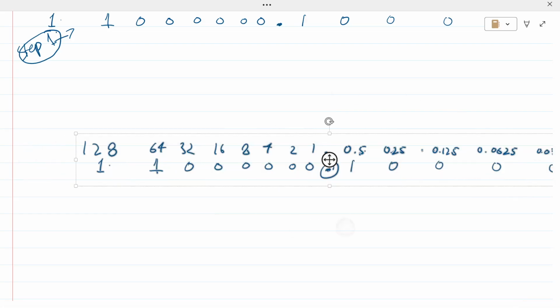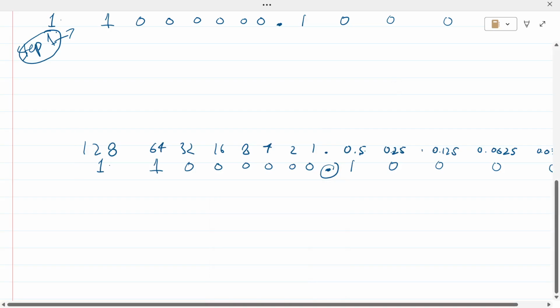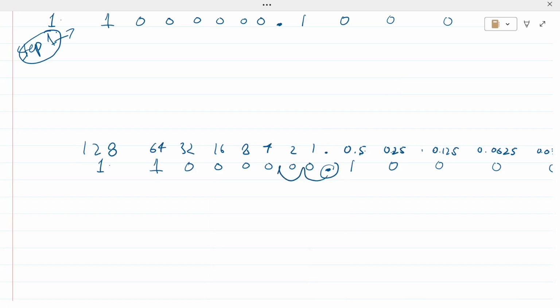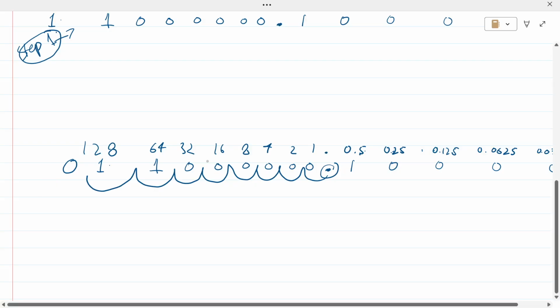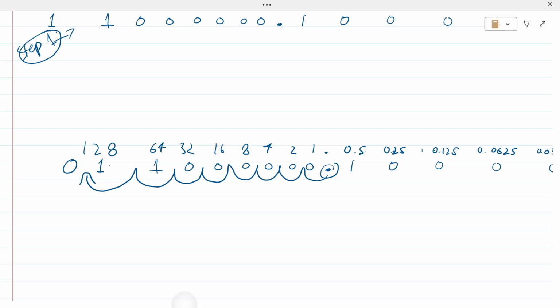Sorry. So it would be 1, 2, 3, 4, 5, 6, 7, 8. This is not where it's supposed to be. You need to write an extra zero and then this. Wait, I'm sorry. It needs to be here.